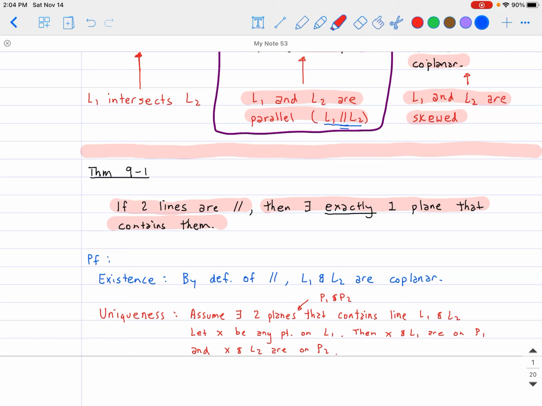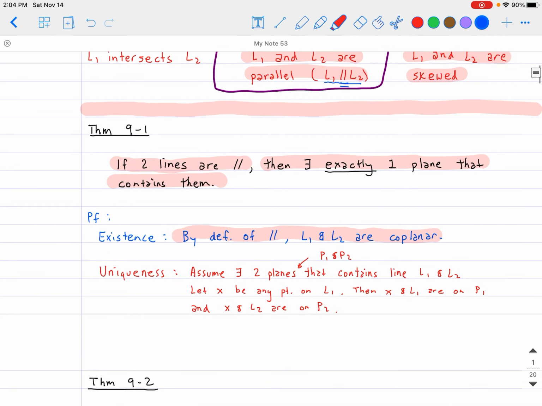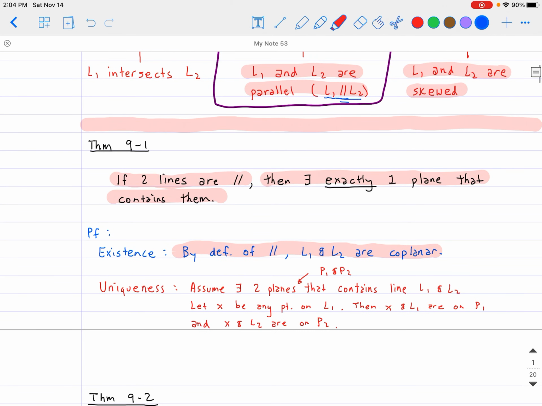Well, the existence part is actually pretty easy, because by definition of parallel, line 1 and line 2 are coplanar, right? Because by our definition previously, you can see that there is a plane that's going to contain both of them. Now for the uniqueness part, this part is going to be a little bit hard to swallow, but I think it's not too bad.